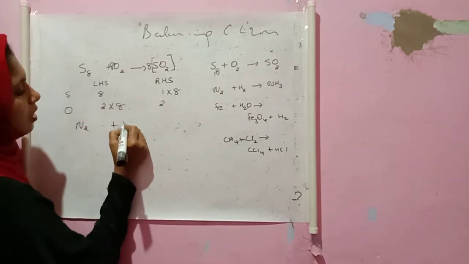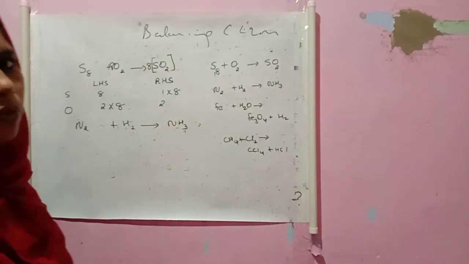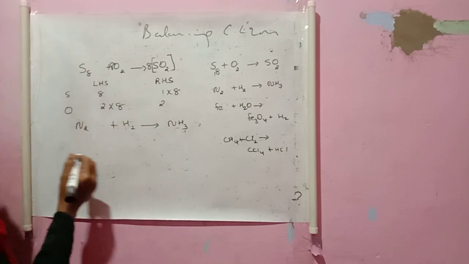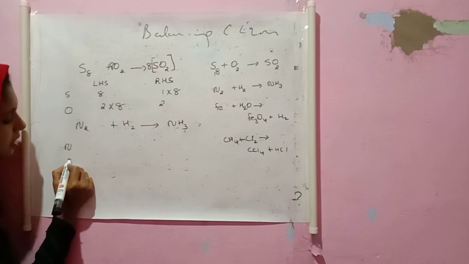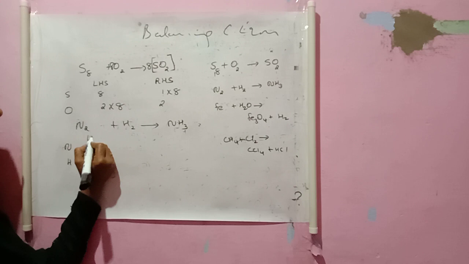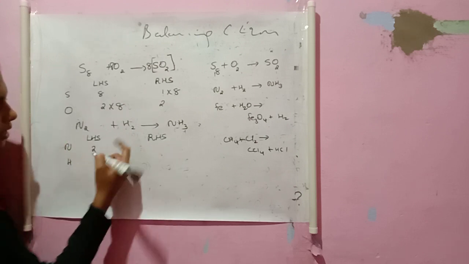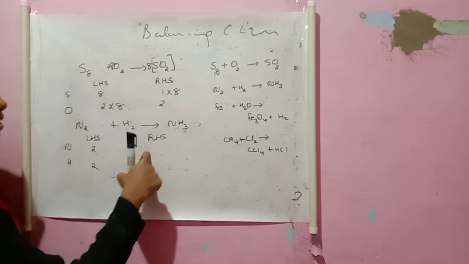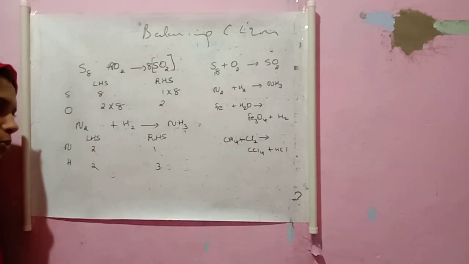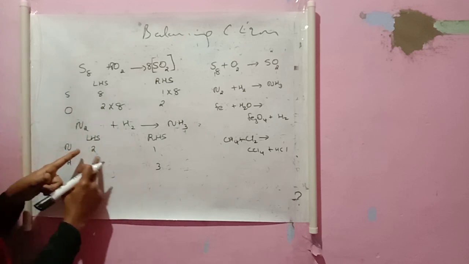N2 plus H2 gives NH3. NH3 stands for what? Ammonia. Now, nitrogen plus hydrogen gives NH3. Like this we write the number of atoms which participate in this reaction, for nitrogen and hydrogen, on the LHS and on the RHS. In the LHS nitrogen is 2 in number, hydrogen also 2 in number, and in the RHS nitrogen is only 1, hydrogen is 3.